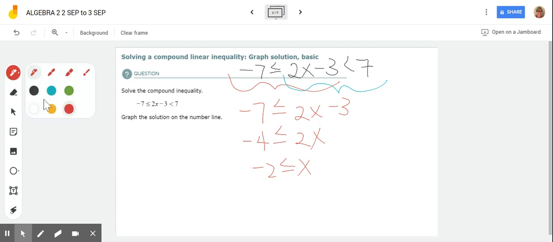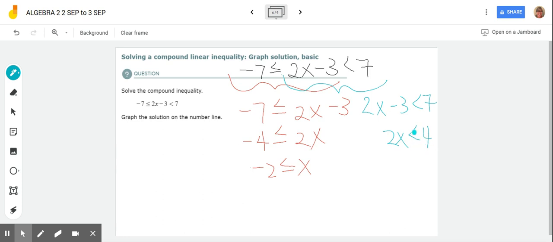All right, and then on the other side for this inequality, 2x minus 3 is less than 7. 2x is less than 4. Nope, 10, 10, 10, sorry. Add 3 to both sides. I need to say it out loud, and I do a better job. 10. So x is less than 5.